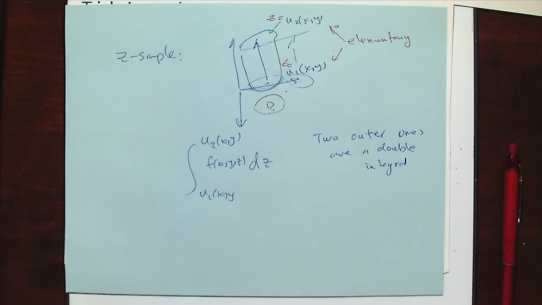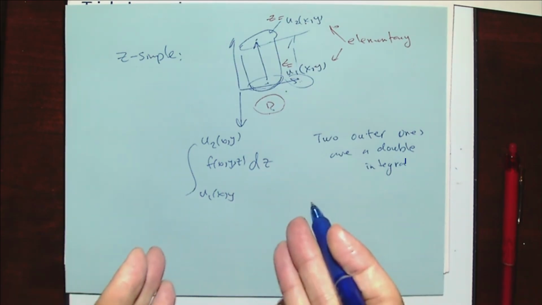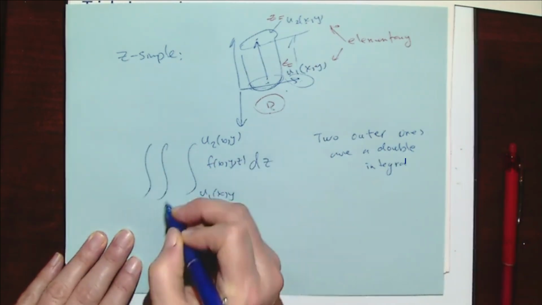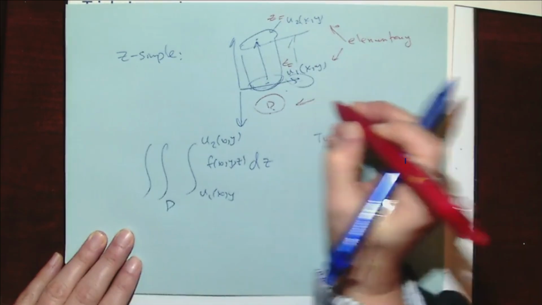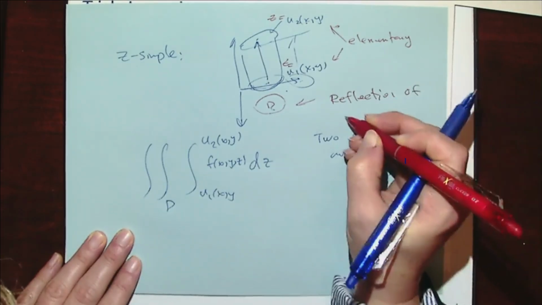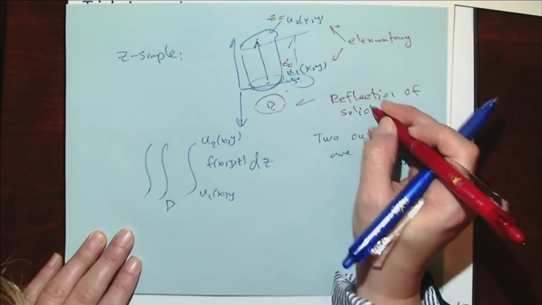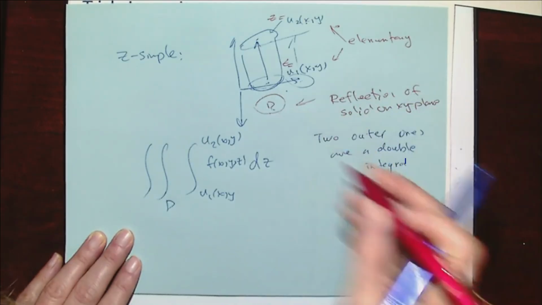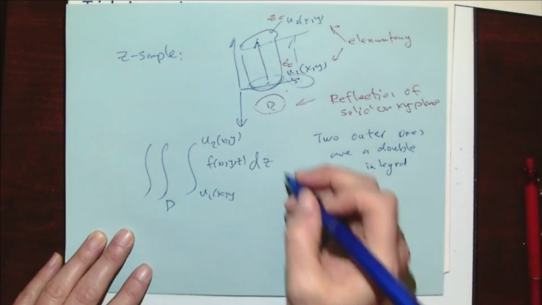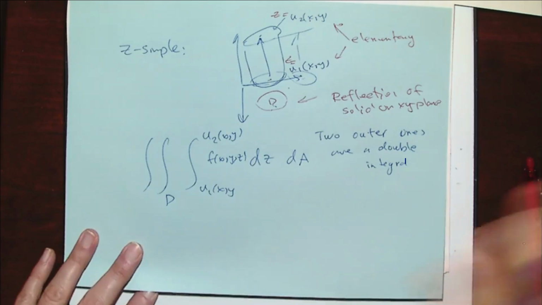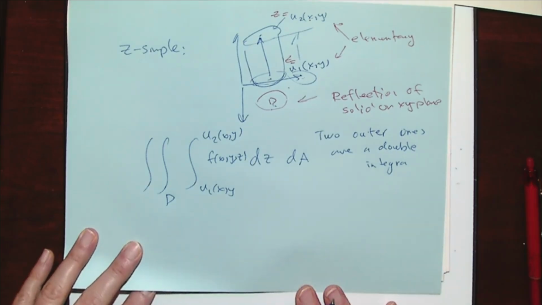Shadow, you find a reflection of the solid on the xy plane, then you set up a double integral on that reflection. Reflection of the solid on the xy plane. That's D. And so it would be a double integral over that. That's the two outer ones. Setup is going to be exactly like that.